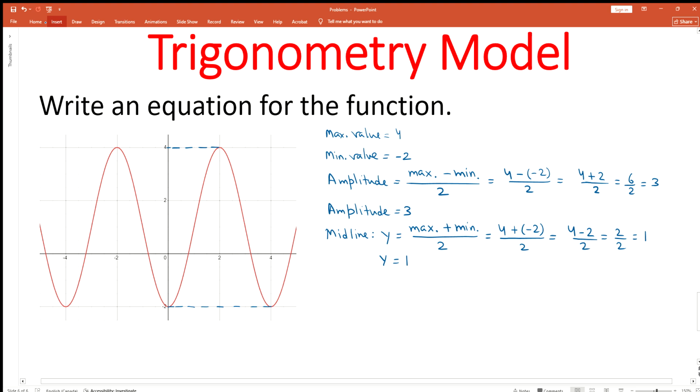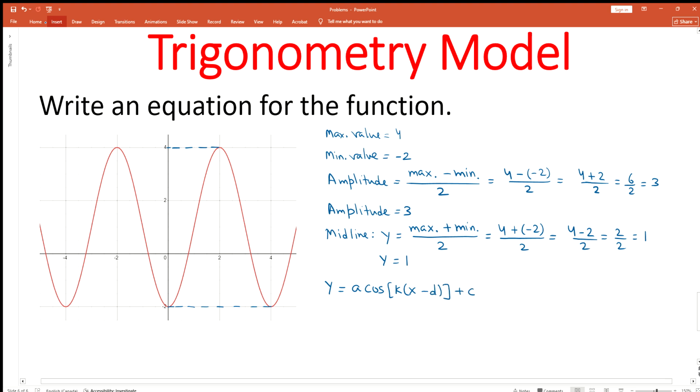Now we can write the equation for this function. As you can see in this graph, the minimum point on this graph is on the vertical axis. That means we can use cosine function for the equation of this graph that is reflected over the x-axis. This is an important concept we need to understand and memorize. The general equation of a transformed cosine function is y equals a cos k times x minus d plus c.